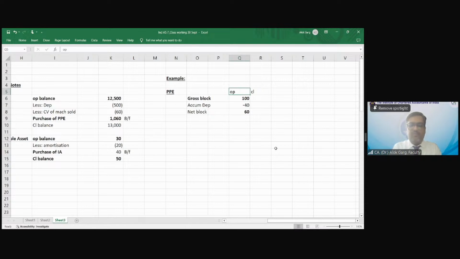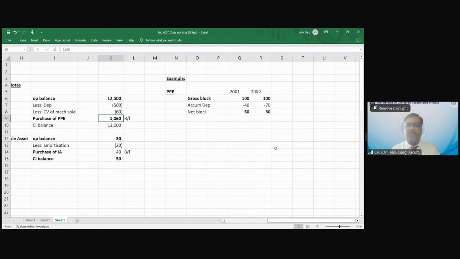Let's say this is 20x1 and this is 20x2. What is your gross block in 20x2? Same. Gross block will be the same, right? Now you have charged more depreciation in the year, so this accumulated depreciation becomes 70. What is your closing net block in the balance sheet? 30.